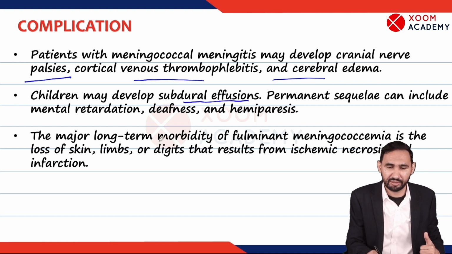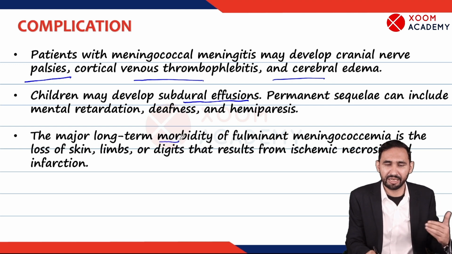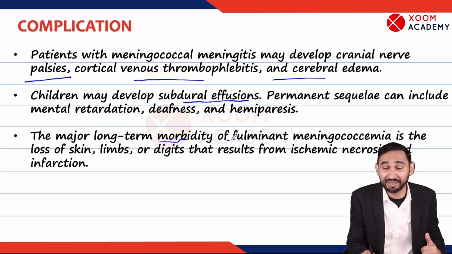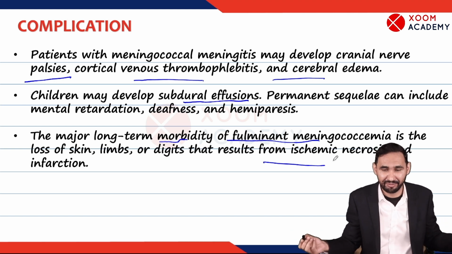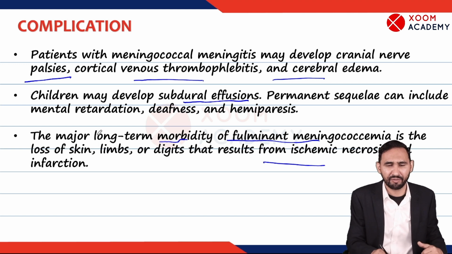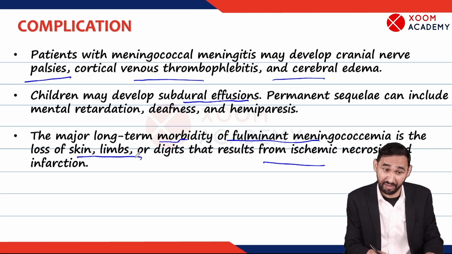Mortality and morbidity increase. There is permanent damage, ischemic necrosis. So you can remember nerve palsy, venous thrombophlebitis, cerebral edema, fulminant meningococcemia, or loss of skin and limbs. These are the common complications. These may be asked.